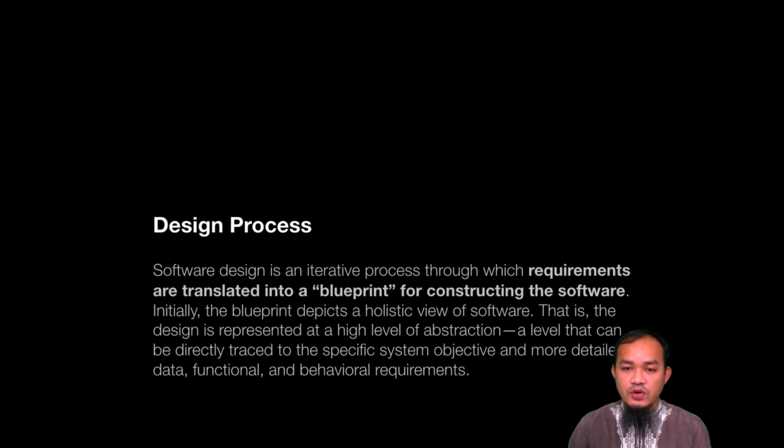The thing we also have to consider about design is that we have to be able to track back to the requirements. For example, if we have 10 requirements, the design should implement all 10 requirements. Then we can trace, for requirement one, which design implements that requirement. This is what we call directly traceable to the specific system object and more detailed data, functional and behavior requirements.